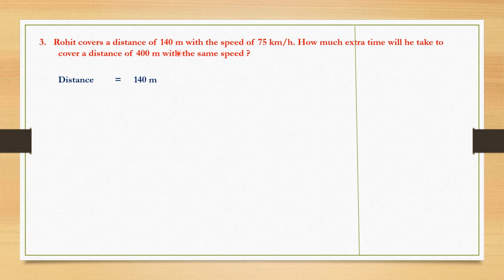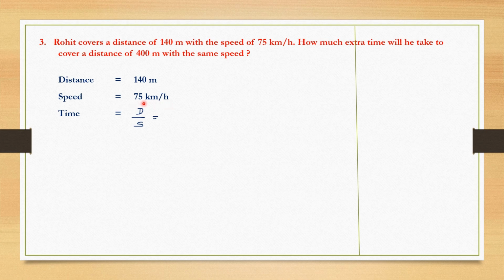Distance is given to us, 140 meters. Speed is given to us, 75 kilometers per hour. Now we have to find the time. First the time with 140 meters. Okay, so let's find the time here. So the formula to find time is distance by speed. Time is distance by speed. And here look carefully. Distance is meters and speed is kilometers per hour.